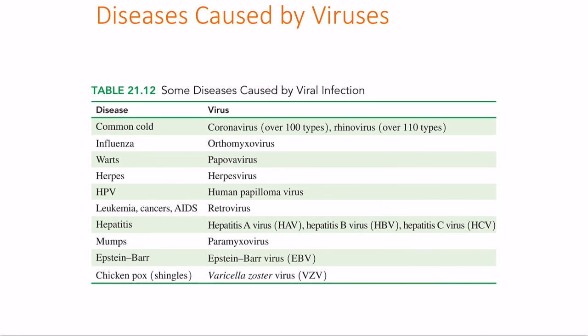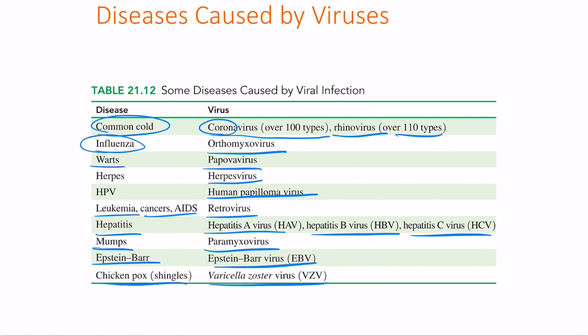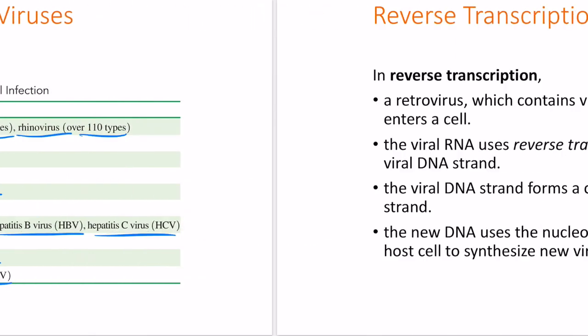Common viruses: you have the common cold, which is generally caused by over 100 types of viruses, the coronaviruses. The word corona comes from the idea that they look like crowns. And you have rhinoviruses, of which there are about 110 types. You have influenza, which is caused by orthomyxovirus. You have warts, caused by papovirus. Herpes by herpes virus. HPV by human papillomavirus. Leukemia, cancer, and AIDS by retroviruses; hepatitis by hepatitis A, B, and C viruses; mumps by paramyxovirus; Epstein-Barr virus; and chickenpox is caused by varicella zoster virus. So these are different viruses and the diseases that they can cause.